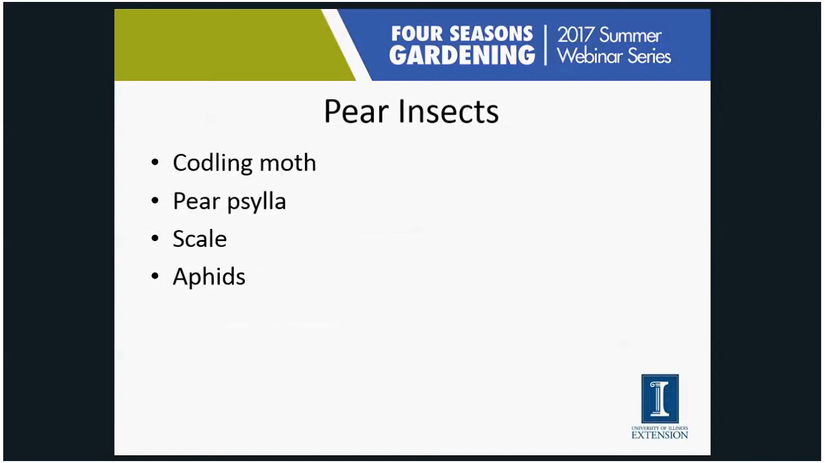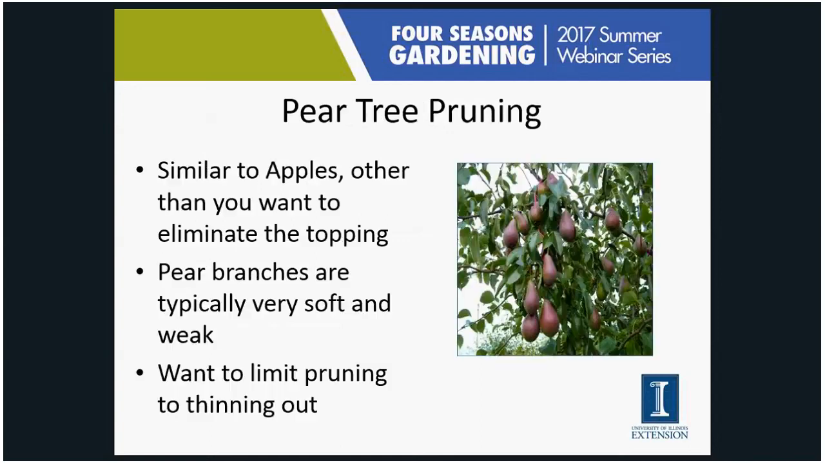Pear insects: the codling moth, pear scale, aphids. Pear tree pruning is going to be similar to apples. You want to eliminate the topping of the tree. Pears are typically a very soft and weak-wooded tree, so a lot of times you'll have pear tree damage in a storm. You also want to limit the thinning, only thinning out the branches.